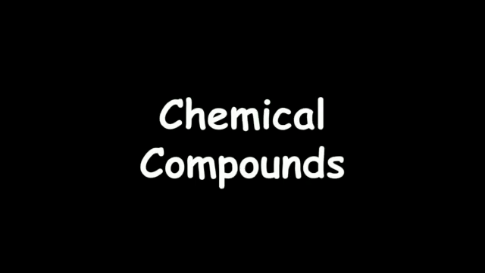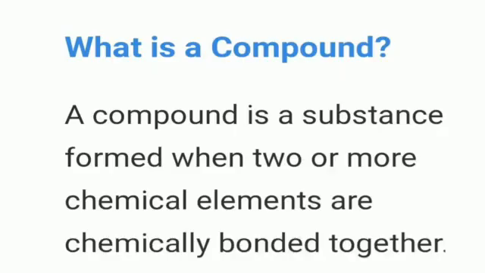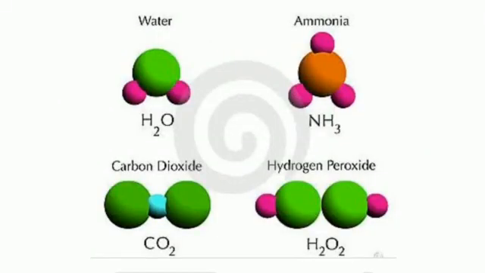Good morning, students. Our next topic in this chapter is compounds. A compound is a substance made up of two or more elements chemically combined together in a fixed ratio. Here you can see four compounds: water, ammonia, carbon dioxide, and hydrogen peroxide. You can see that there are different elements in one compound, but they are combined in a fixed ratio.